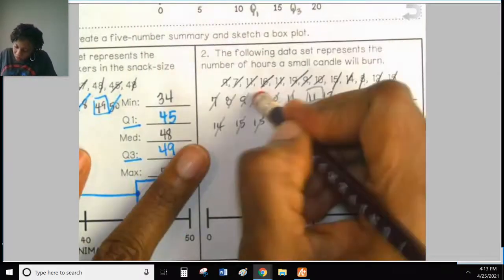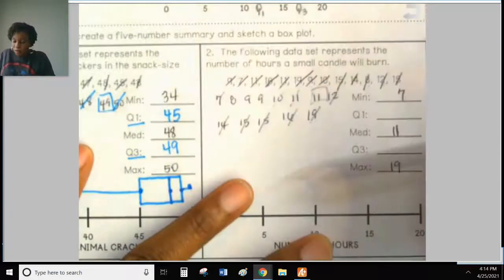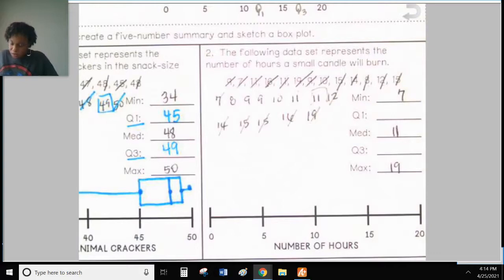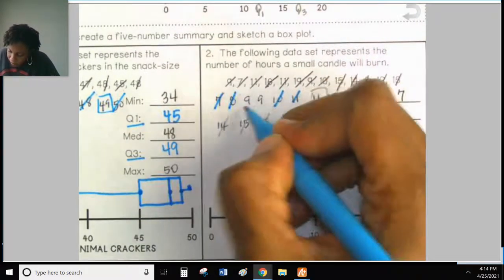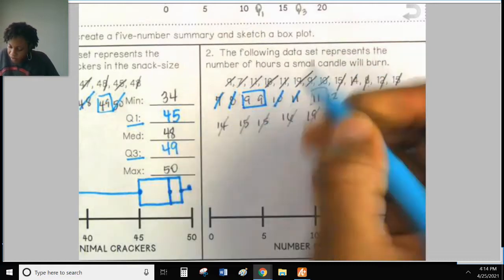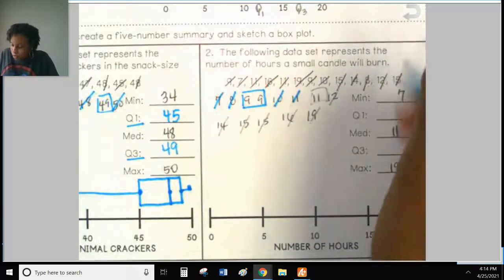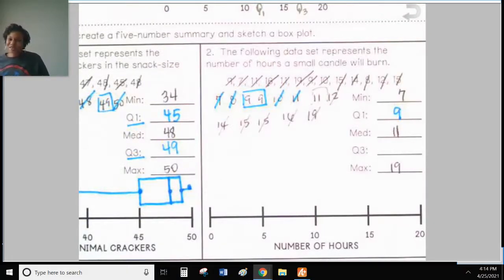So then all of these will be my lower quartile. I'm going to eliminate those to see what's in the middle on that side. Here, here, here, here. I'm left with two 9s in the middle. So I add and divide by 2. 9 plus 9 is 18, and half of 18 is 9. So Q1, or quartile 1, is 9.